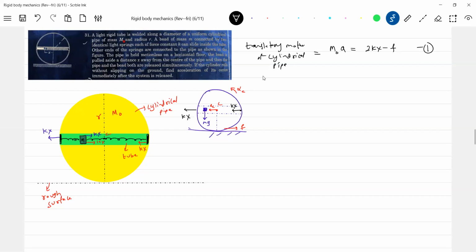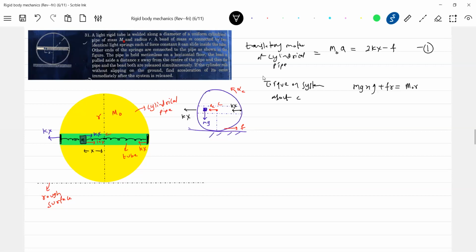Let's go for torque. Torque on the system about C should be equal to mgx. X is the distance, this one. I can't show all the things, so X I'm showing in the left diagram, and mg is what we have here. So mg into X, and F into R.